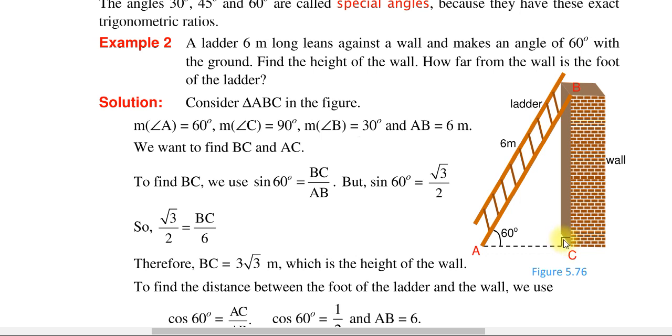We have 90 degrees. If one is 60, the remaining angle at B is 30 degrees. Anyhow, to find BC, the length or height of the wall, use sin 60. Sin 60 is opposite over hypotenuse, which is BC over AB. But sin 60 is √3 over 2. So √3 over 2 is equal to BC over 6. So BC is equal to 3√3. So the wall has a height of 3√3 meters long, in short.